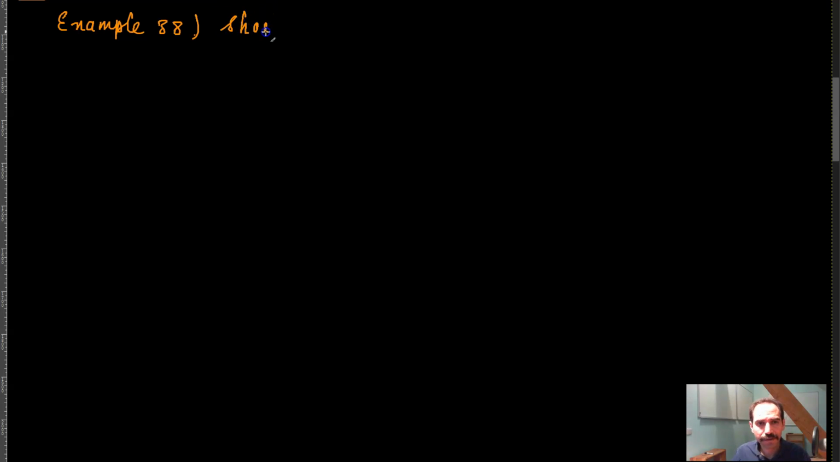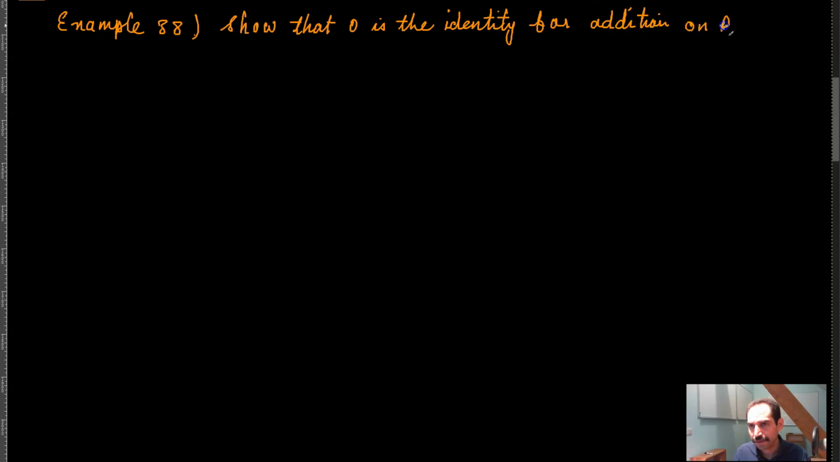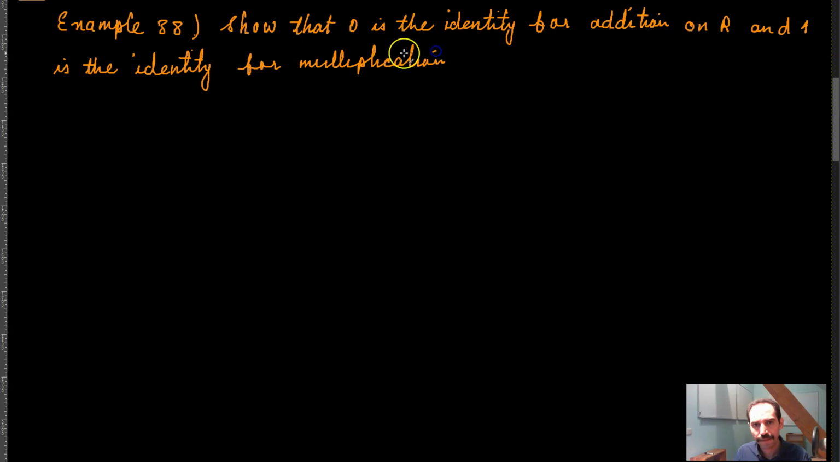You want to show that 0 is the identity for addition on R, the set of real numbers, and 1 is the identity for multiplication on R.